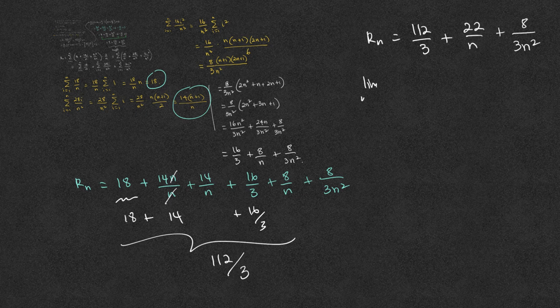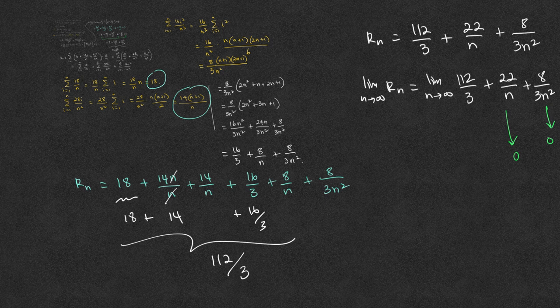We're taking the limit as n goes to infinity of R sub n, which is the limit as n goes to infinity of 112 over 3 plus 22 over n plus 8 over 3n squared. And as n goes to infinity, the last term goes to 0, the next to last goes to 0, and so we end up with 112 over 3. This is the exact answer for the area under the curve.